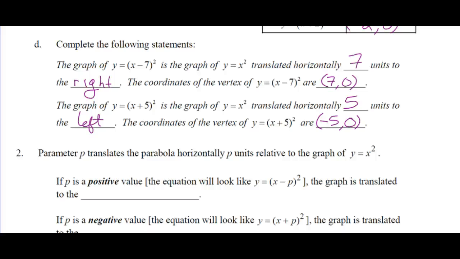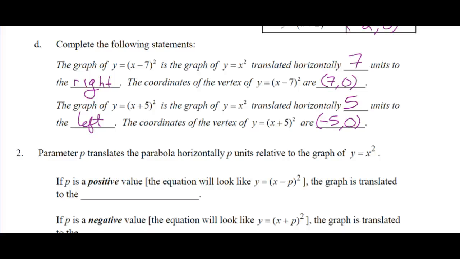Well, number 2 reads differently here. Parameter P. What do you say for number 2? Does it say parameter P or does it say in the equation? Okay, so there may be slight differences between these. This is from 2013.